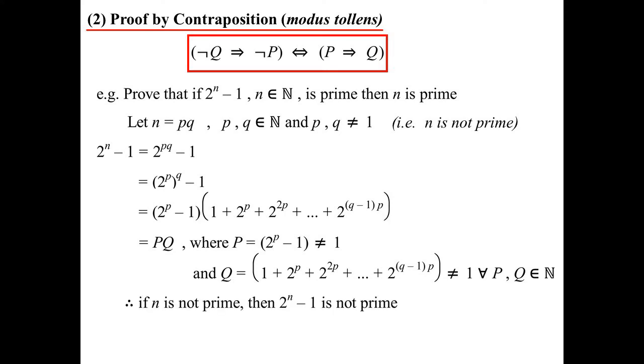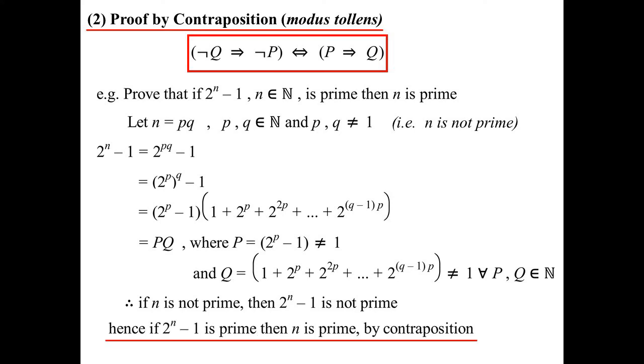So if n is not prime, then 2 to the power of n minus 1 is not prime. Hence, if 2 to the power of n minus 1 is prime, then n is prime by contraposition. In the same way, when you finish off your inductive proof, you say by induction. So you're saying, this is the method I'm using. For this one, we would say by contraposition. Well, I said there was 4 all up, one being induction, which we'll look at later.